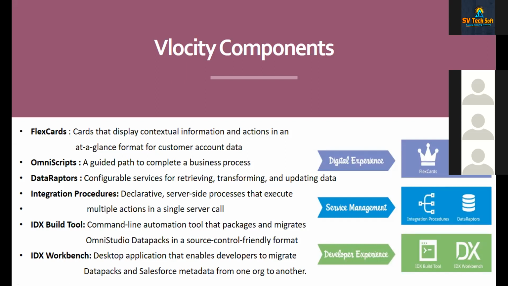That comes up. So whenever you want a user to go through different screens, that time you'll go for an OmniScript. So wherever you need a step-by-step journey, one after another, you'll go for an OmniScript. But wherever you need a single screen with all his information, that time you go for a FlexCard.